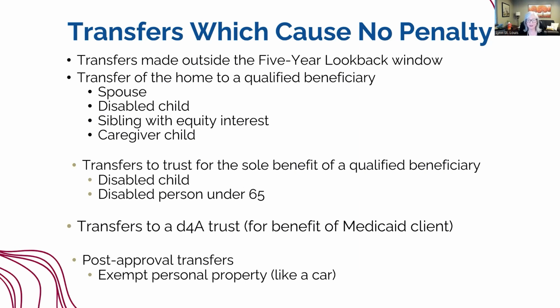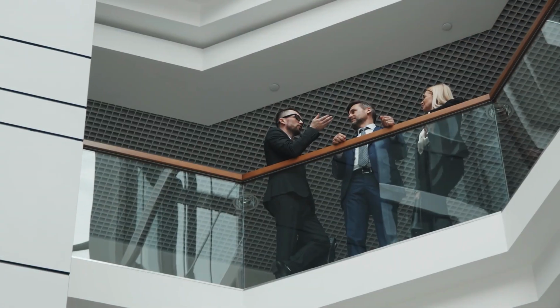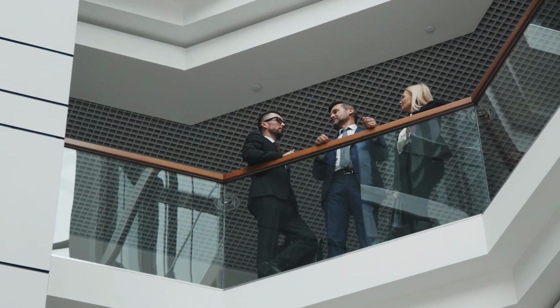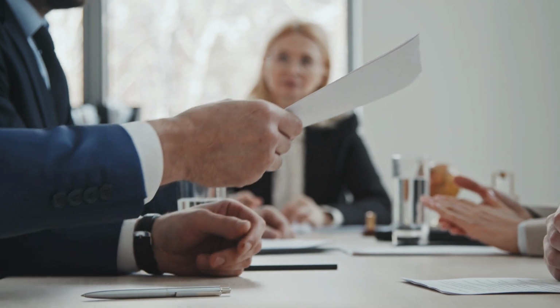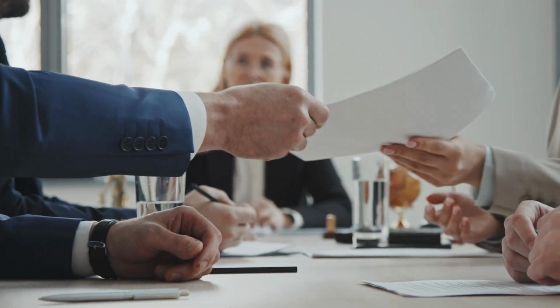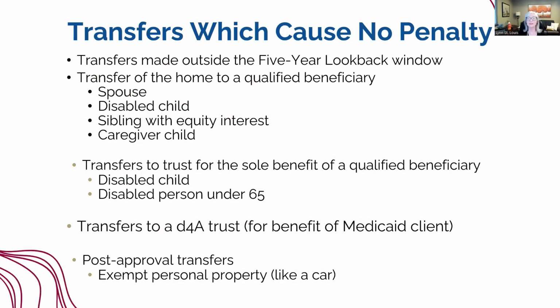To a disabled child, also to a minor child, a child who is a minor, a sibling with an equity interest, or a caregiver child. Now be careful. A caregiver child transfer exemption is really technical. So I want you to be aware of it, but please don't try it on your own. Talk to an elder law attorney who has helped a client give away the home to the caregiver child, with no penalty, and then they go receive Medicaid benefits.